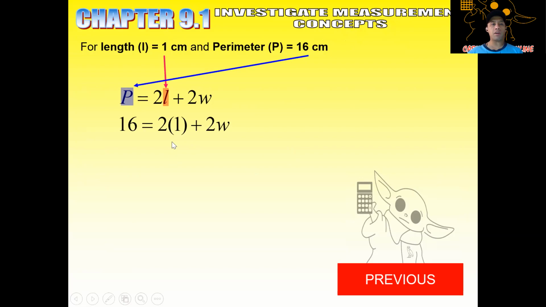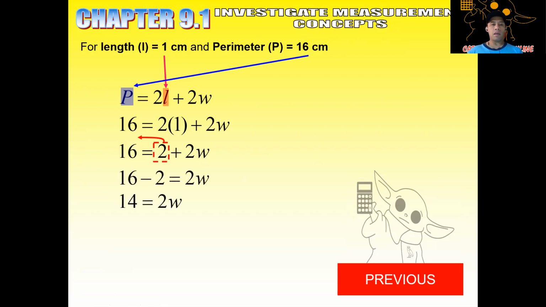So the next thing I'm going to do is take this 2 and 1 and multiply those two together. And then since we want to leave the w alone here, I'm going to take this 2 and move it to the other side and subtract it from the 16. That's going to give us 16 minus 2, which gives us 14. And last but not least, we're going to divide both sides by 2 to cancel out the 2's on the right side. And as you can see here, w is equal to 7, all right?